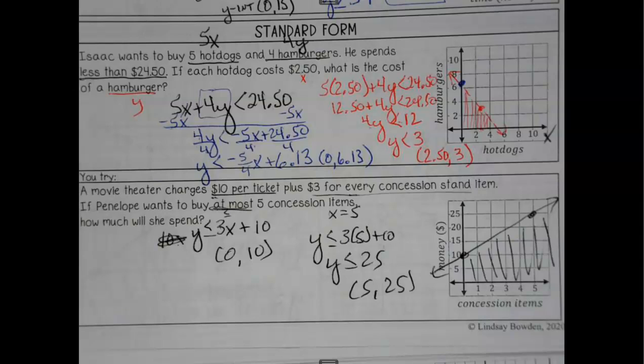Then we're talking about 5 concession items. That 5 is my x value, so I'm going to plug that in for x and figure that out. And once I get the y value, I have my x, I have my y, I have my 2 points to make my solid line. Because it's or equal to, and since it's less than, we're going to be shading underneath. So these will pop back up at a little bit later of a date.